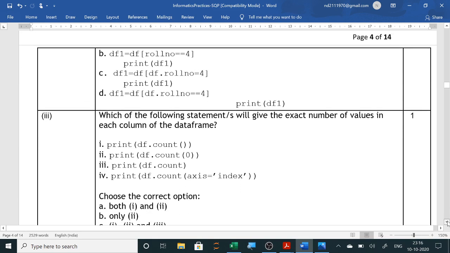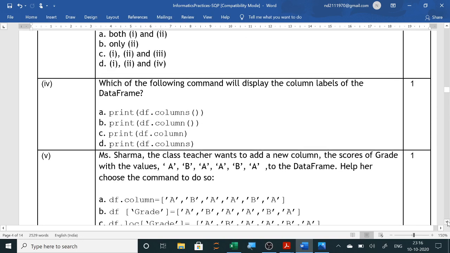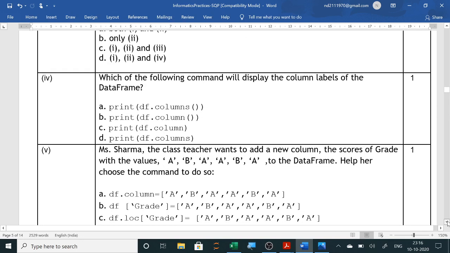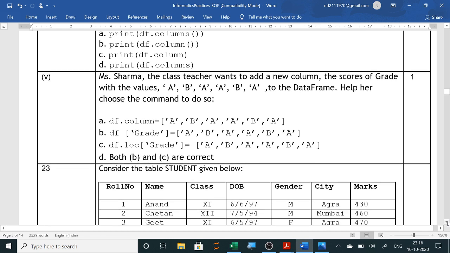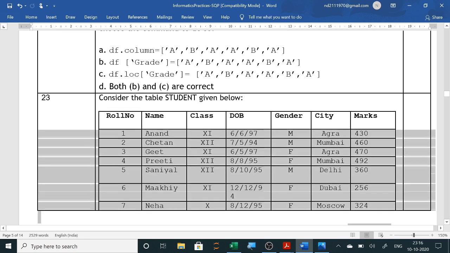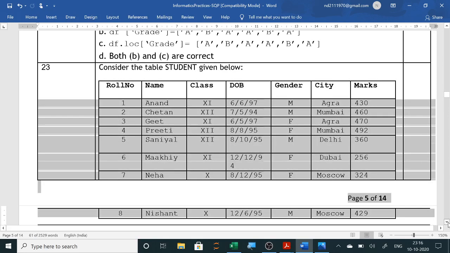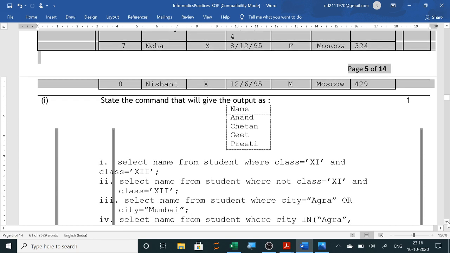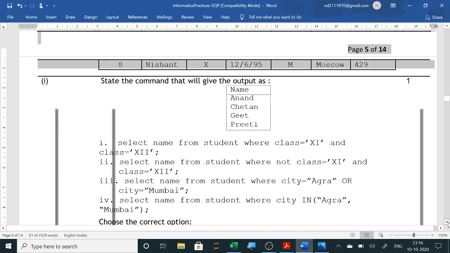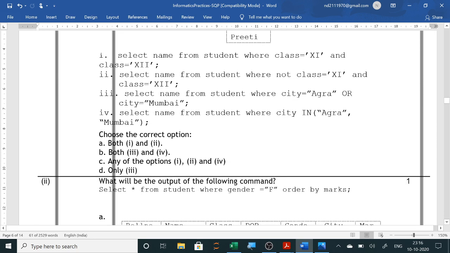So 1 to 5 means 5 questions are given, and in this any 4 we have to solve. In this, MCQ is given and different types of questions are given. So we will go through the question also. Now question number 23 is a case study of your MySQL. You can see here MySQL case study, and in this you are having a single table, and then the commands they have asked here. Select query is given and we have to solve it and select the correct option.